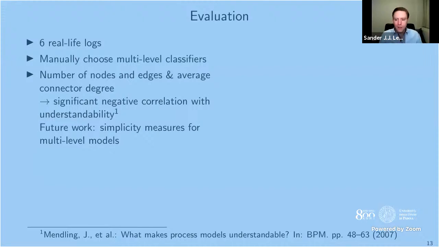So what we did was we looked in literature and found that there is a significant negative correlation between simplicity and the number of nodes in a graph, the edges, and the average connector degree in a graph representation of a model.